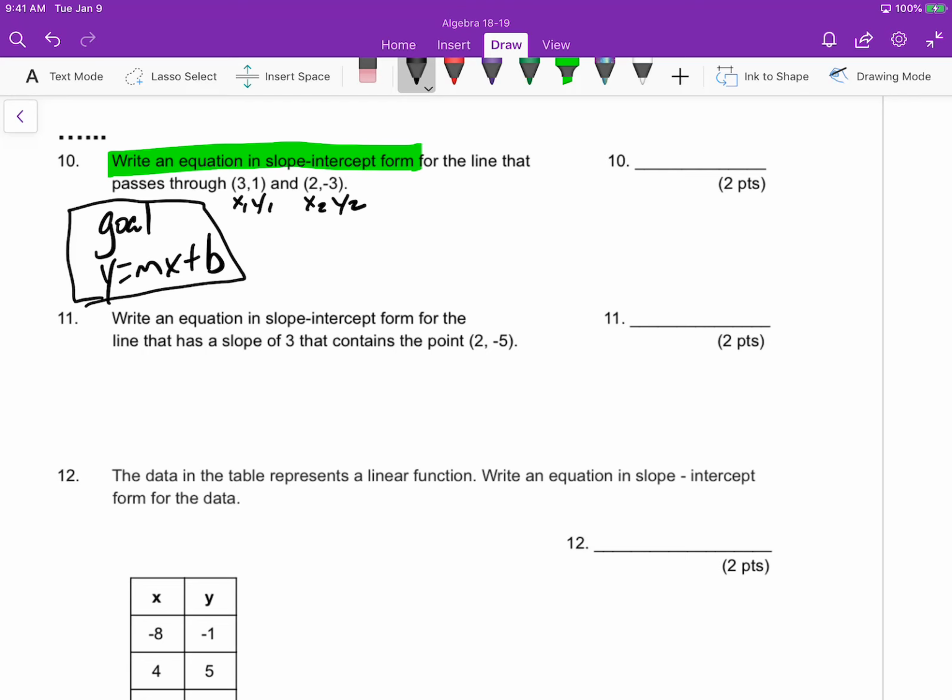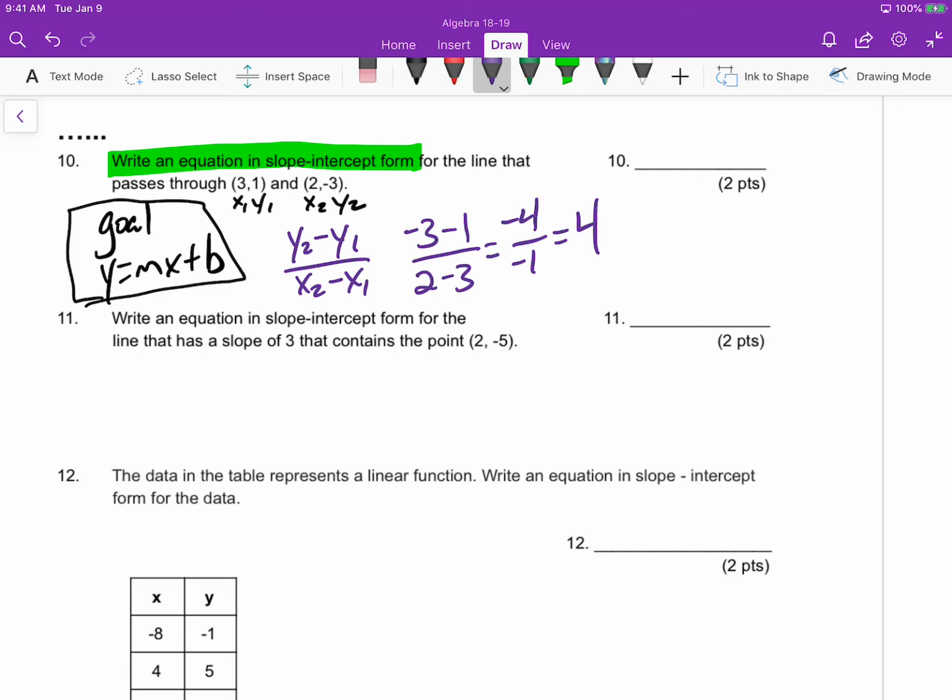However, we know we can use the slope formula with 2 points to find the slope. So let's do that first. So first I'm going to do y2 minus y1 over x2 minus x1. All right. I'm going to do negative 3 minus 1 over 2 minus 3. So I get negative 4 over negative 1, which would cancel out to a positive 4. All right, so finally I have my slope, and I know that goes there. But the only problem is I still don't have b. They haven't given me the y-intercept.